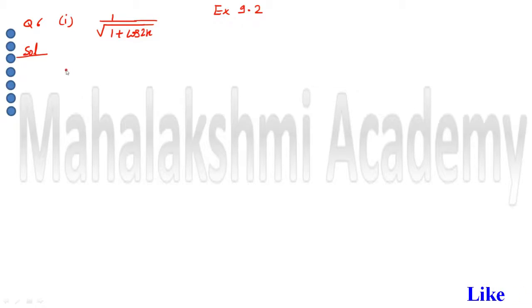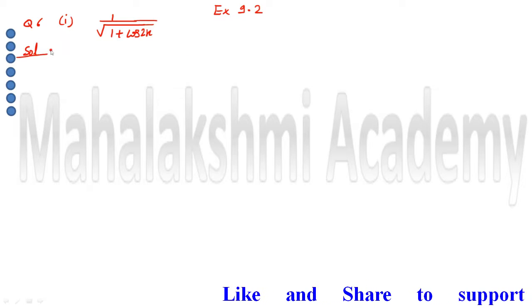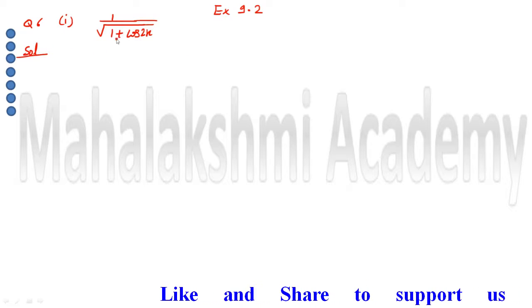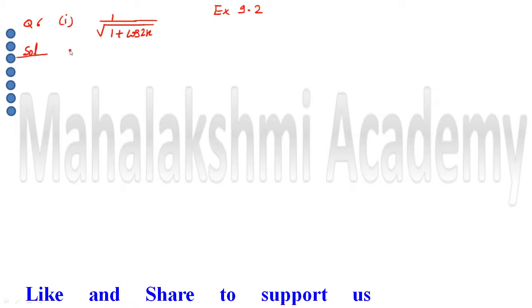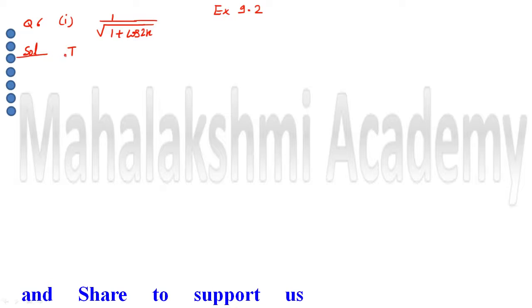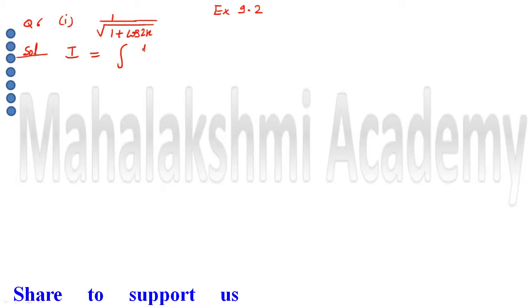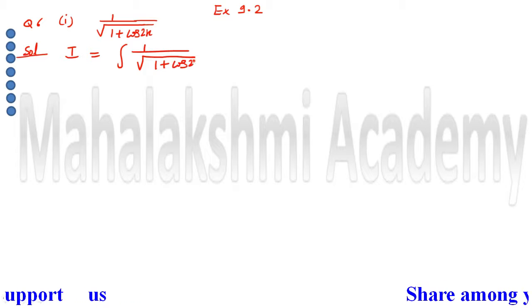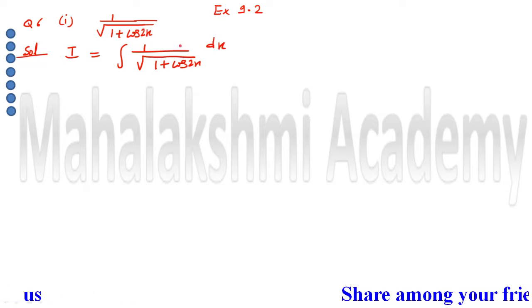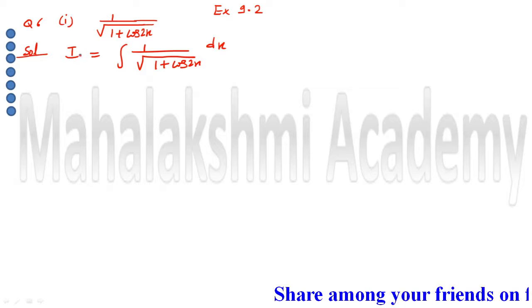Hello everyone, I am going to explain question number 6 from exercise 9.2, from 10th 12th class maths. In this exercise we have to integrate this question with respect to x. We will assume I equal to integration of 1 upon root 1 plus cos 2x with respect to x. We assume this integration as I.